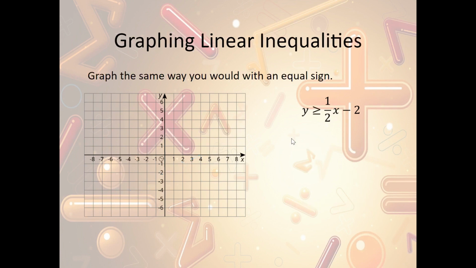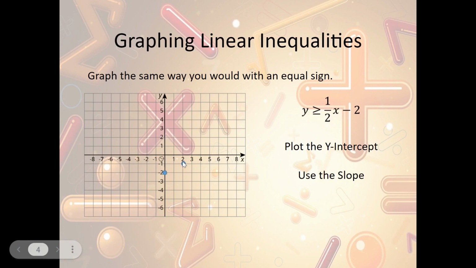Now how does this apply to inequalities? Well, with inequalities, we're going to graph them the same way. So just like we did before, we're going to plot the y-intercept, which in this case is negative 2, so I go down 2 and plot that point. Then I use the slope to plot the second point. Well, this is change in y, so we're going up 1 to the right 2. So we go up 1 to the right 2, plot my point, connect the dots.